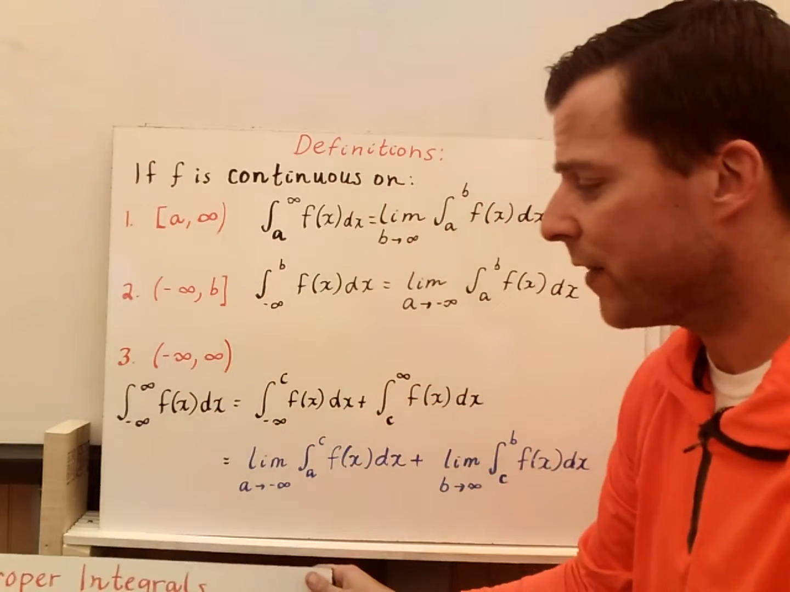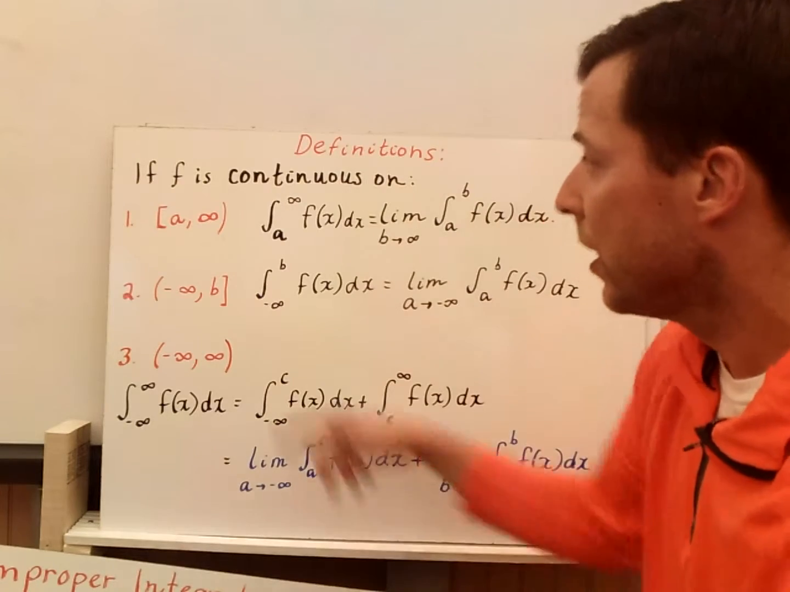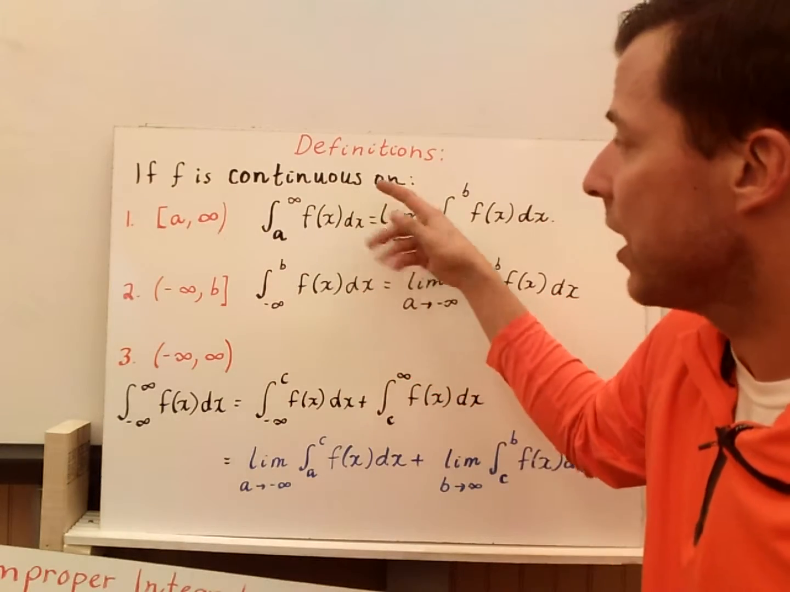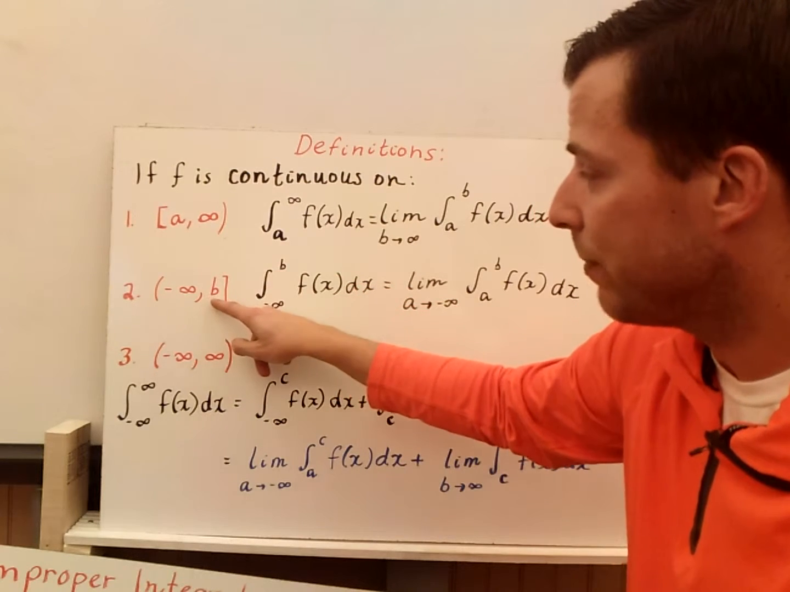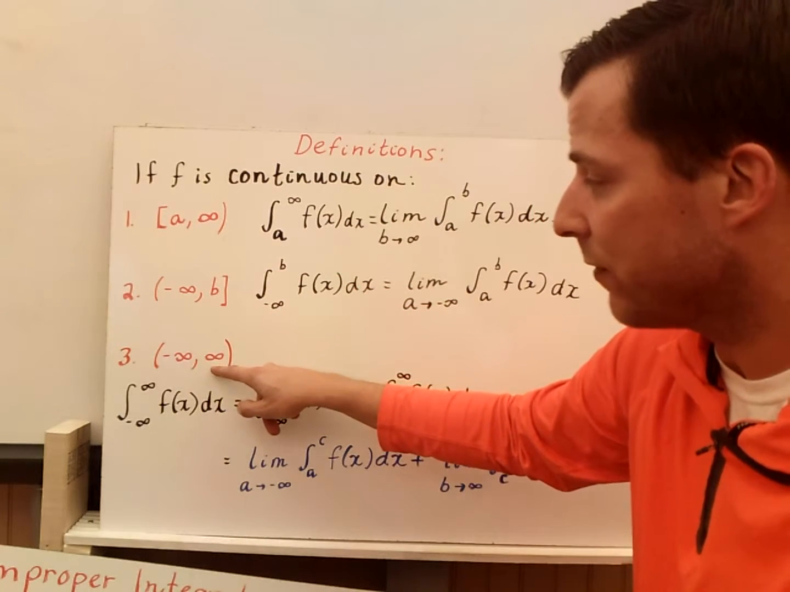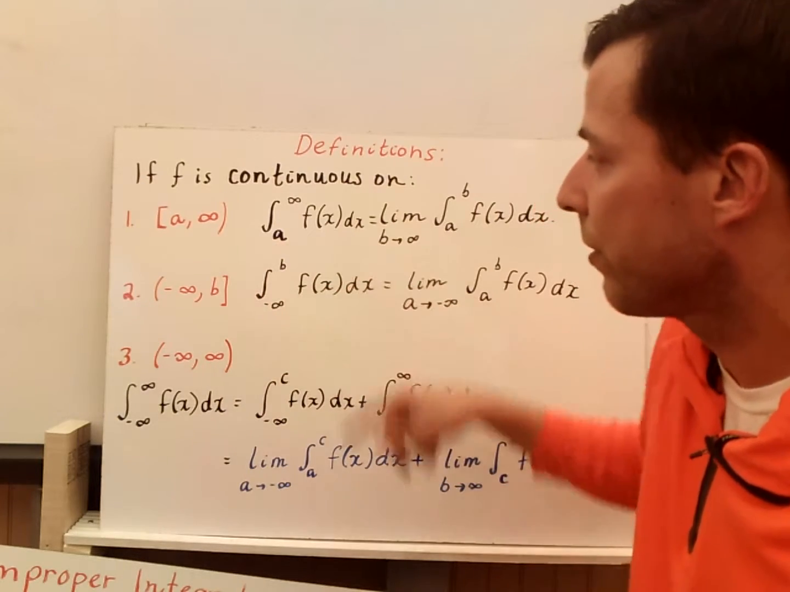Now, there are three definitions we're going to be looking at when we talk about improper integrals. We're talking about f as a continuous function on these intervals: from a to infinity, negative infinity to b, and negative infinity to infinity. We'll cover the last one in example 4, and we'll do these in examples 1 through 3.